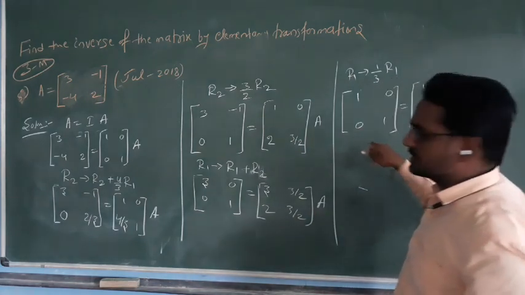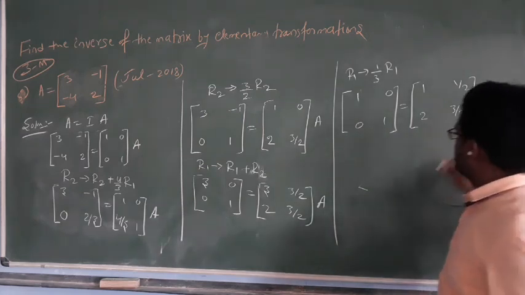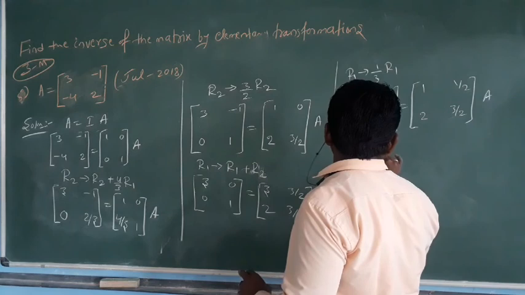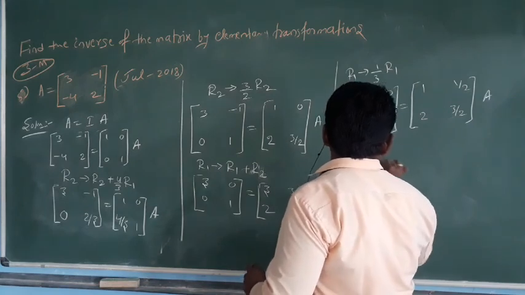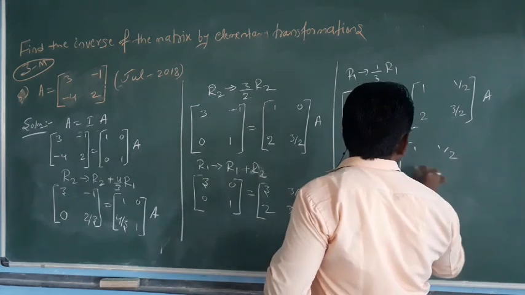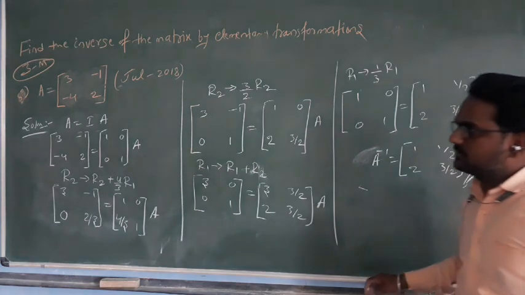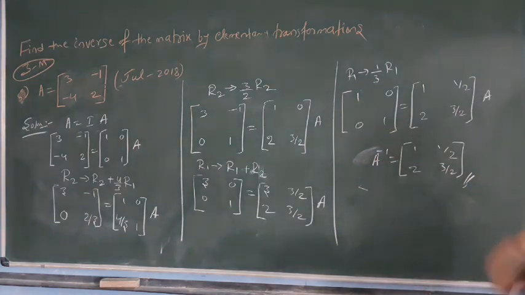It is already the LHS part, or LHS matrix, converted into the identity matrix. So we have to write A inverse equals 1, 1 by 2, 2, 3 by 2. This is the inverse of the given matrix. Okay.